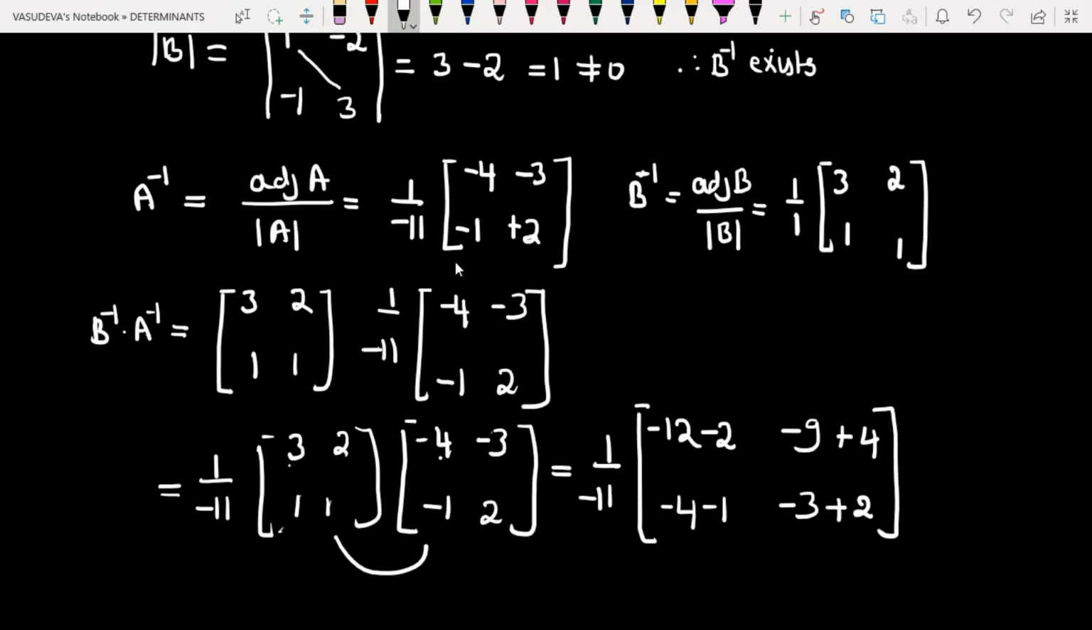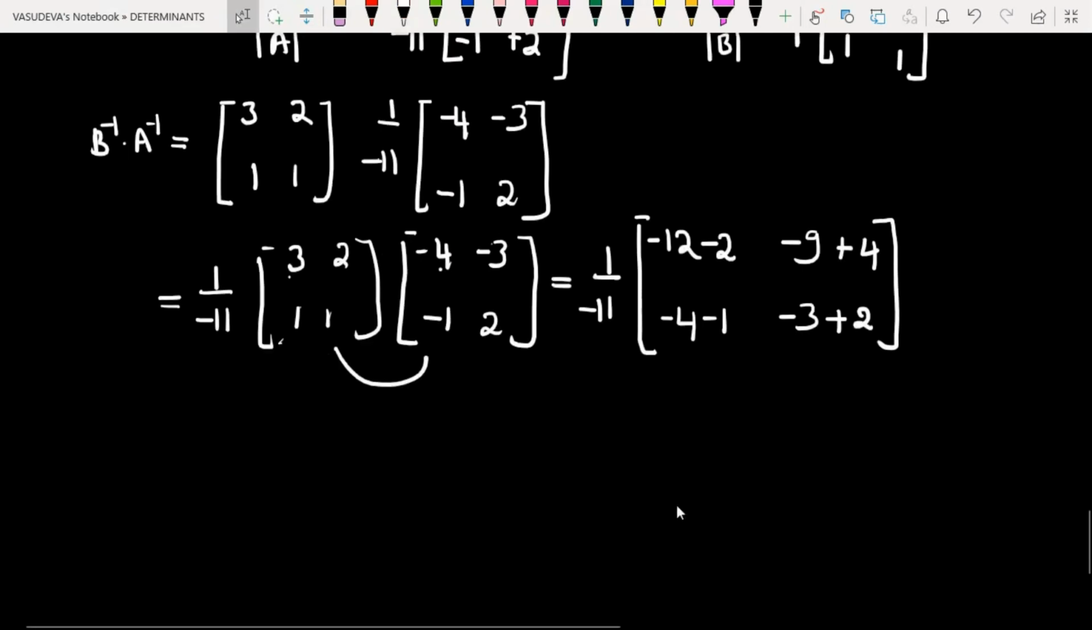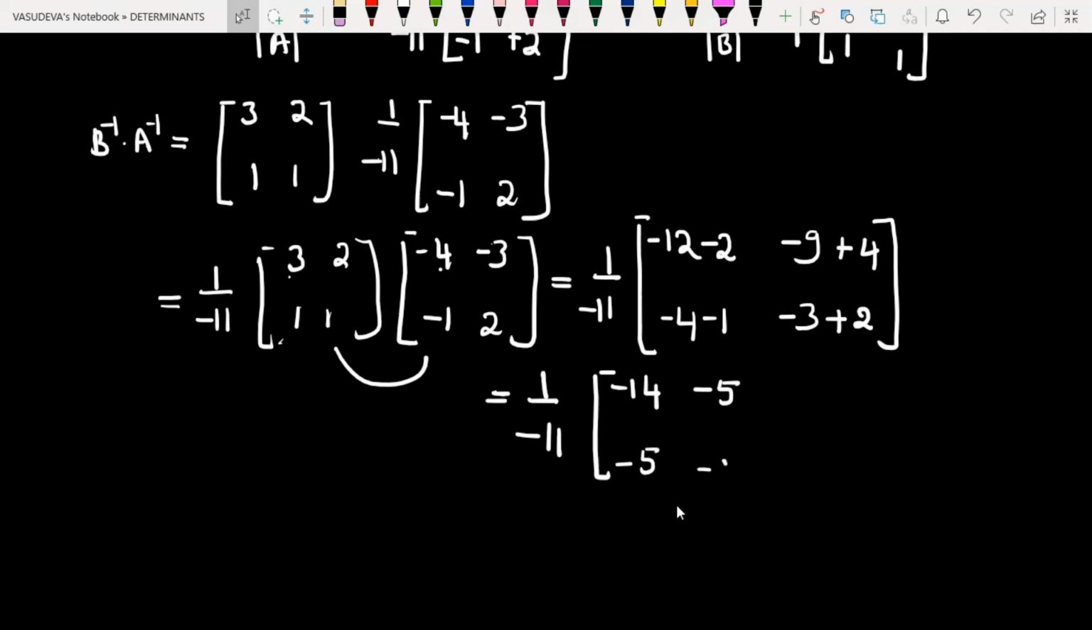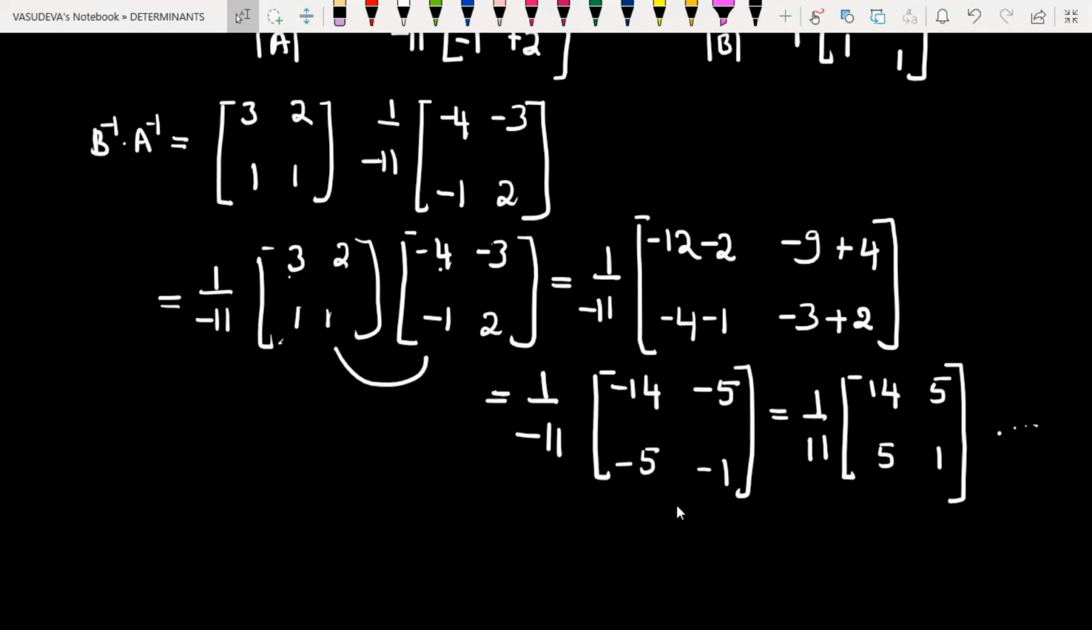So writing, simplifying, this is equal to 1 by minus 11 into minus 12 minus 14 minus 9 minus 5, this is minus 5 minus 1. So again now multiplying by minus, now we have 1 by 11 minus 1 14 multiplying by minus 1 14, this is 5 5 1.